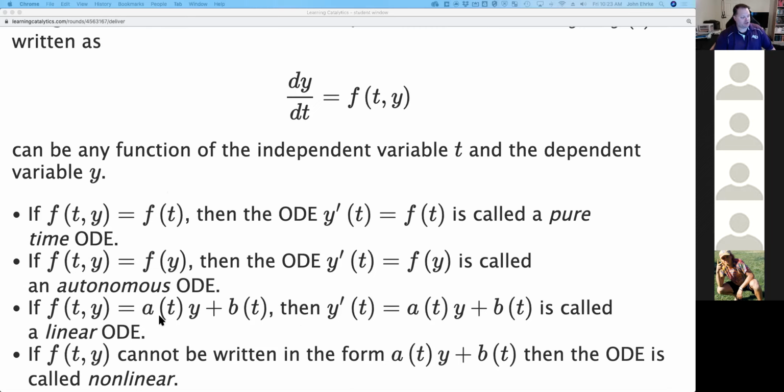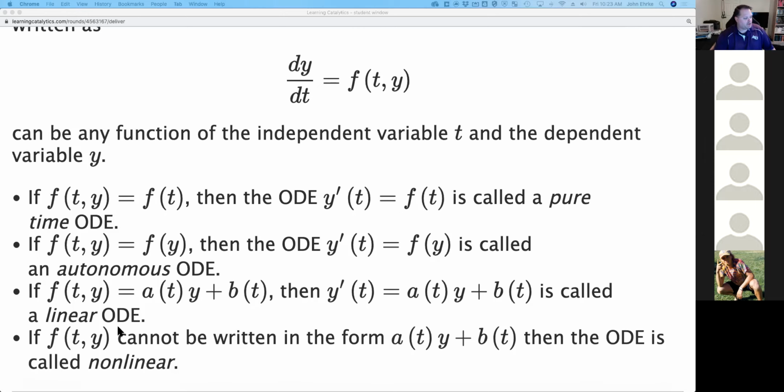These could be functions of the independent variable, but if the right-hand side is linear in terms of y, this looks like a linear function, right? You've got a slope times y plus an intercept, but these are functions of time. If you're linear in the dependent variable, then you're called a linear ODE. If you can't write the right-hand side linearly like this, then your ODE is called nonlinear.